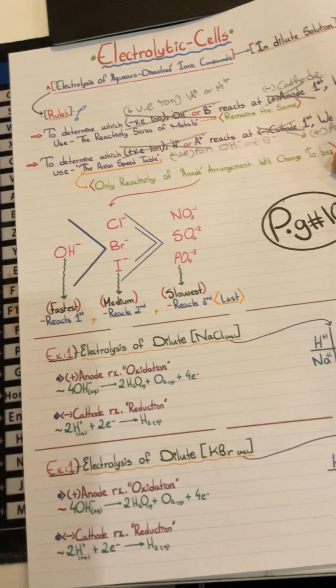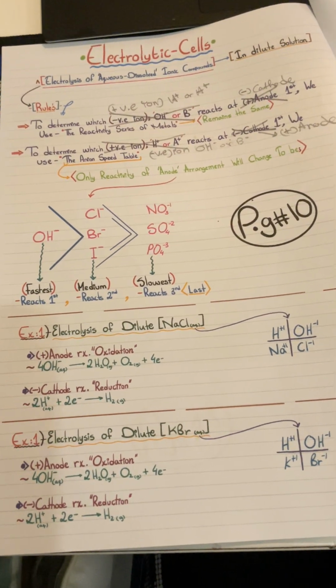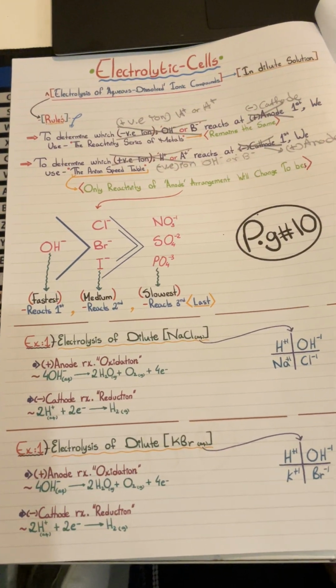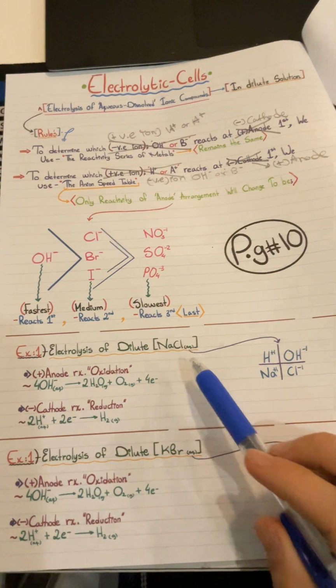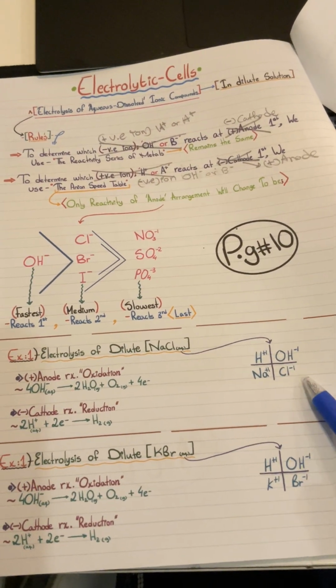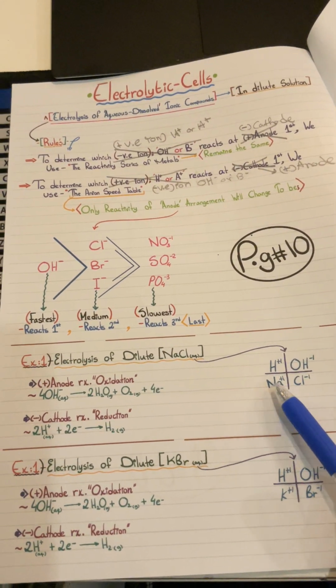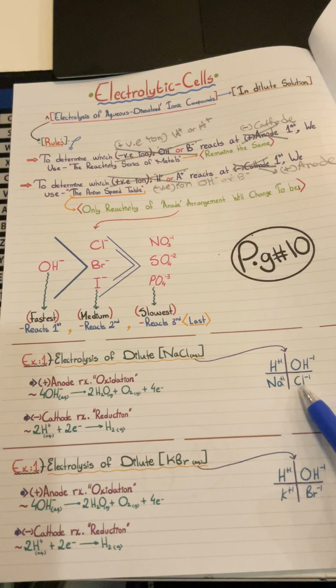So let's have a look at some examples, of course, starting with the classic sodium chloride. Dilute sodium chloride. Again, aqueous. What is the first thing you do? Cross-section table. Form water, form the compound. Water is hydrogen and hydroxide. The compound is positive sodium, negative chlorine.